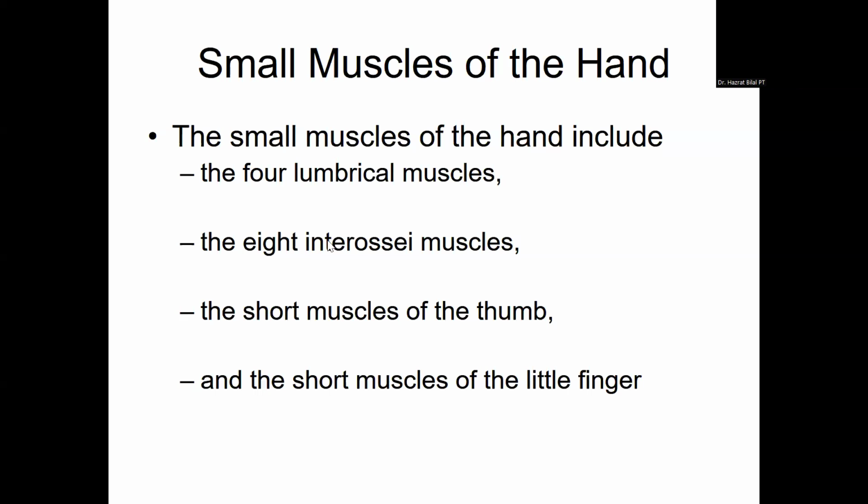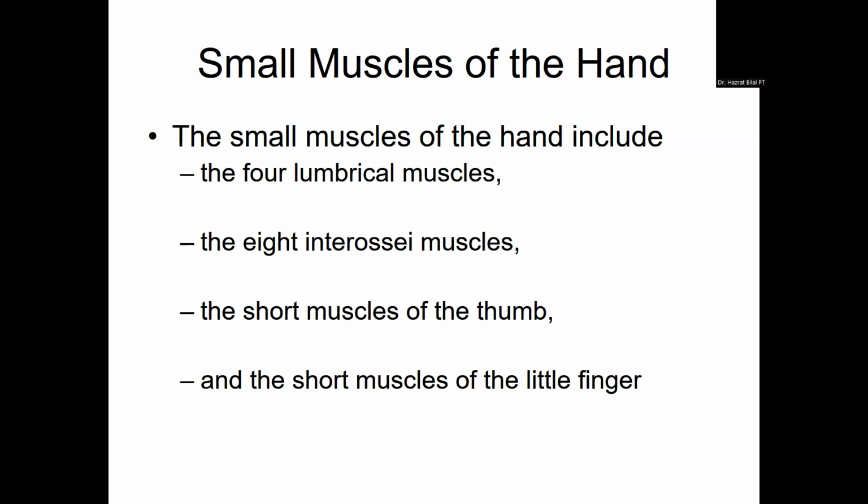Lumbricals are four in number. The palmar interossei are four in number. The dorsal interossei are again four in number. And then the short muscles of the thumb are known as the thenar muscles, and the short muscles of the pinky are known as the hypothenar muscles.